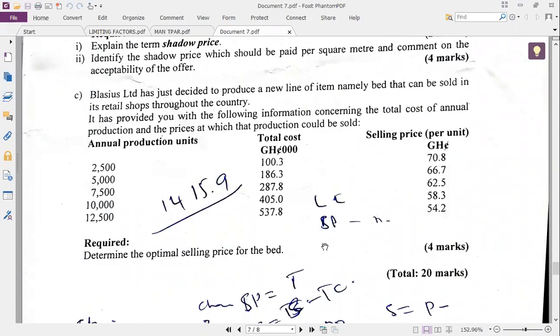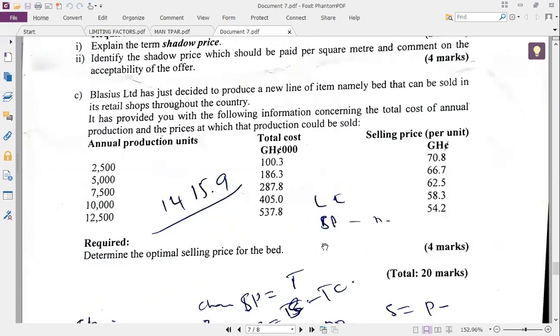Optimum selling price. Okay, the same company has just decided to produce a new line of item, namely bed, that can be sold in 8 retail shops throughout the country. It has provided you with the following information concerning the total cost of annual production and then the prices at which the production could be sold. Total cost, selling price. Good. Total cost, selling price. Optimum selling price.